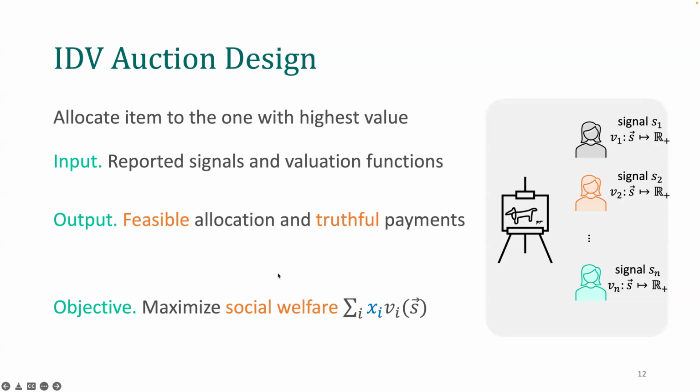And in this auction design problem, you can think of the input to the auction as being the signals and the valuation functions, and you want to output a feasible allocation. That is, which agent gets the item, and come up with some truthful payments. I don't want you to worry too much about truthfulness for now. I just wanted to say that this was one of the reasons why this model is so celebrated, because these auction design problems provide really big challenges, even though they capture really nice realistic instances.